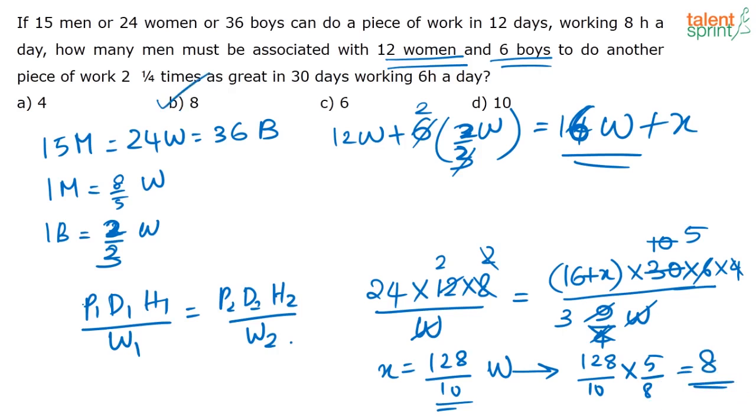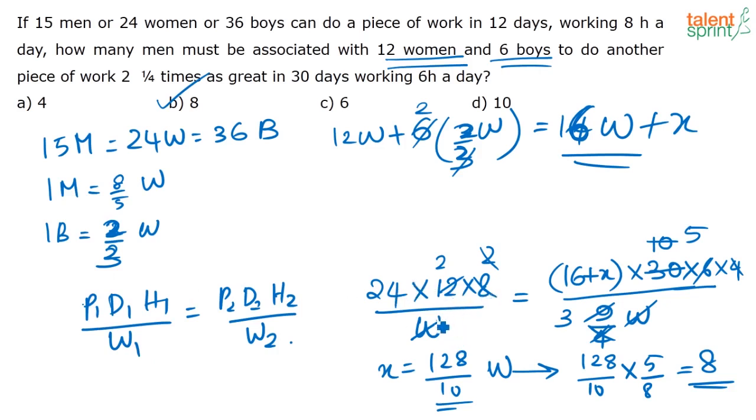See, the way to solve it is this. First they had given 15 men or 24 women or 36 boys can do a piece of work in 12 days. So 15 men is equivalent to 24 women, which is also equivalent to 36 boys. So I converted everything in terms of women, okay. So when you actually take it into consideration in this formula, what do we get? 24 women can do a piece of work in 12 days working 8 hours a day.